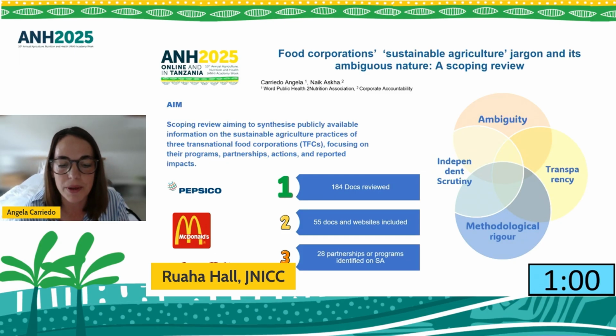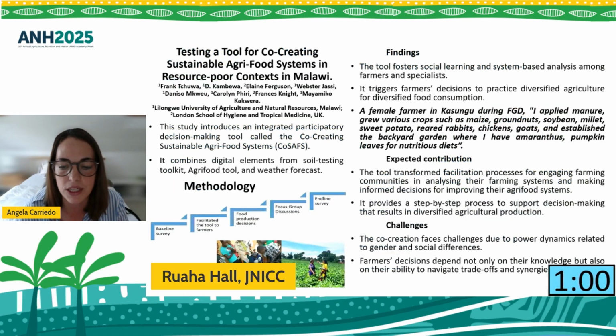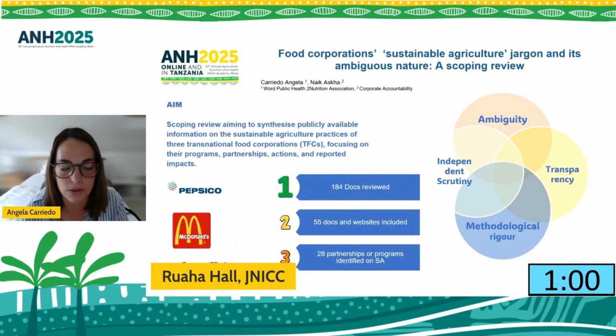So this scoping review aims to synthesize publicly available information on the sustainable agriculture practices of Coca-Cola, PepsiCo, and McDonald's. These corporations are known to have substantial negative impacts on the environment and health. We identified 28 partnerships or programs, coalitions, joint ventures, and funding of nonprofits, including 5 partnerships with the UN. We found ambiguous claims when referring to sustainable agriculture, raising issues of reliability of corporate assertions. We found transparency issues: public information on self-reported actions, metrics, and impacts with independent validations was limited.